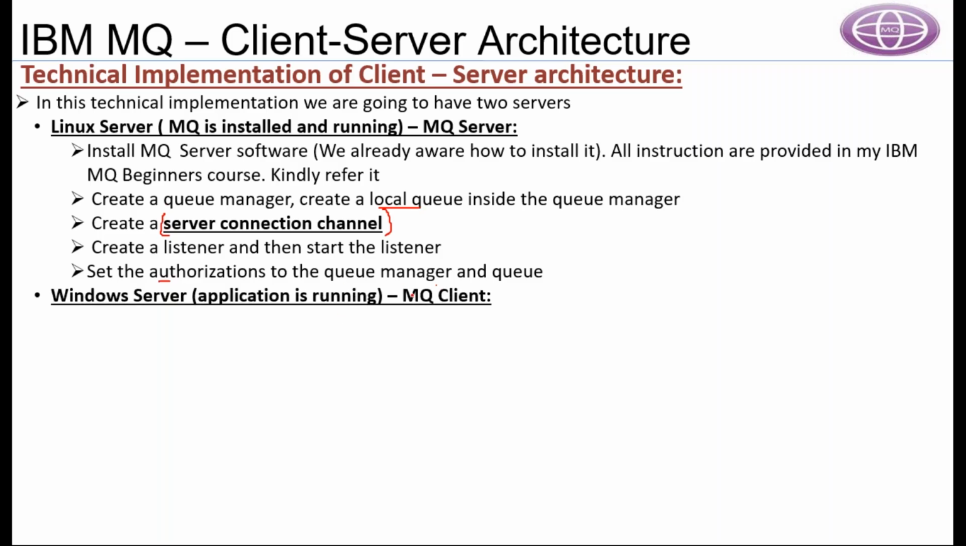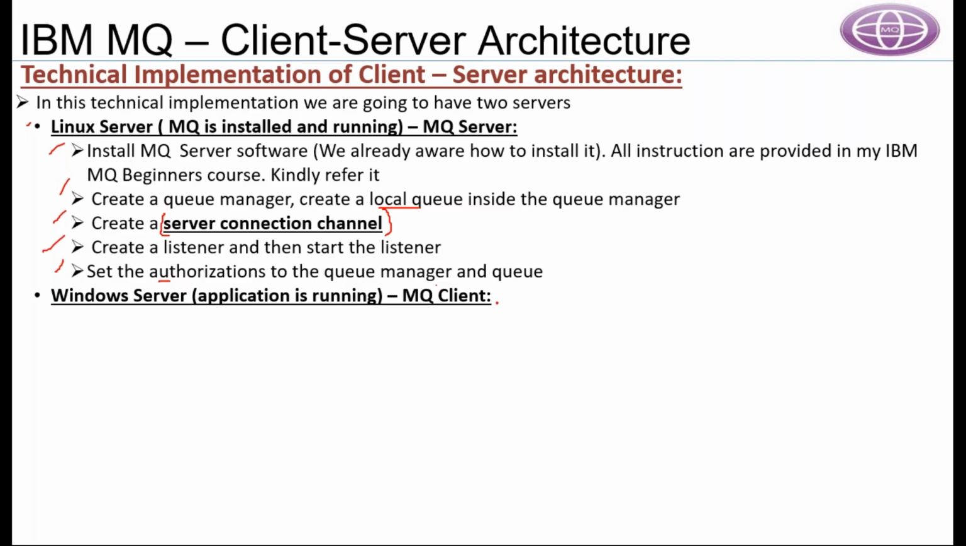Now in the Windows server where MQ client is running. Okay, so for MQ server, that's all pretty much the requirements. So we need to have MQ server software, a queue manager and a local queue. We need to create a server connection channel, then a listener, and we need to have the authorizations.